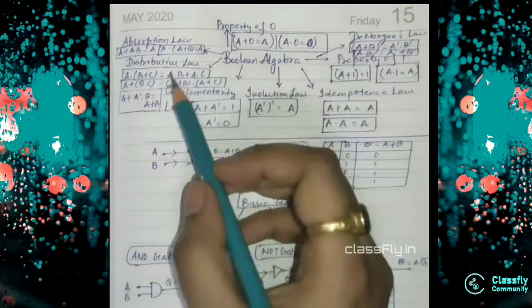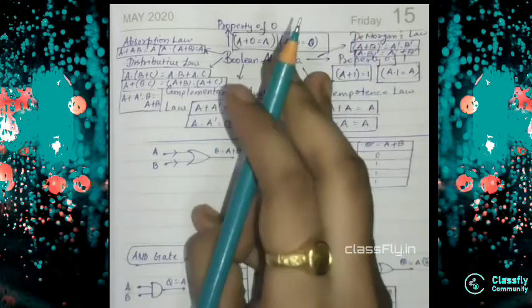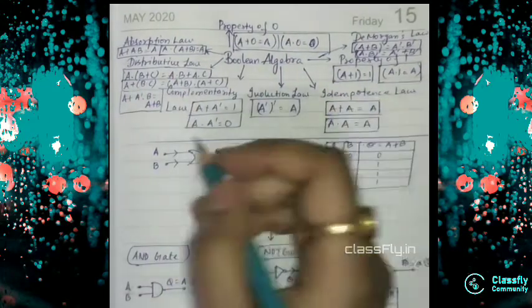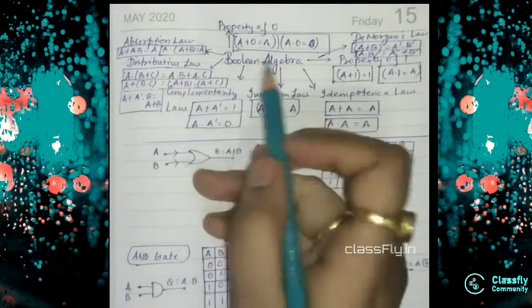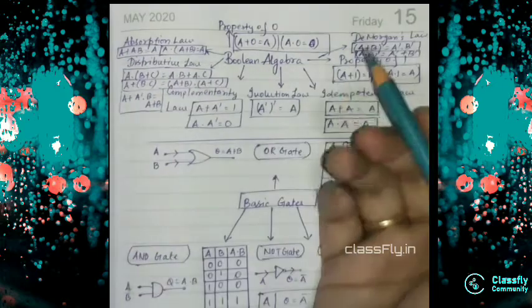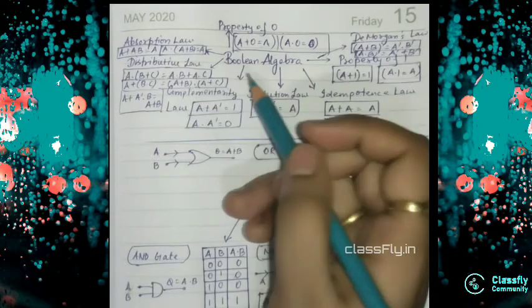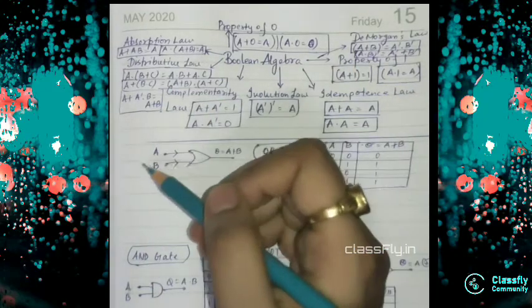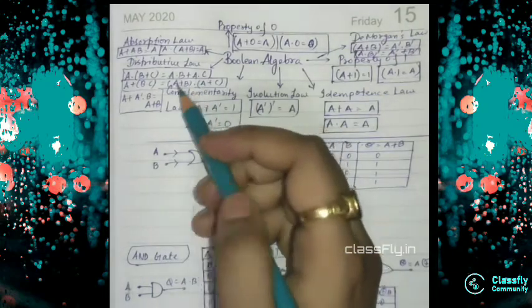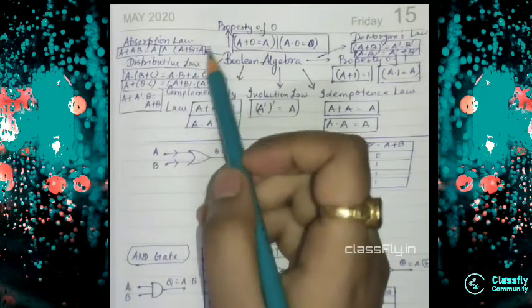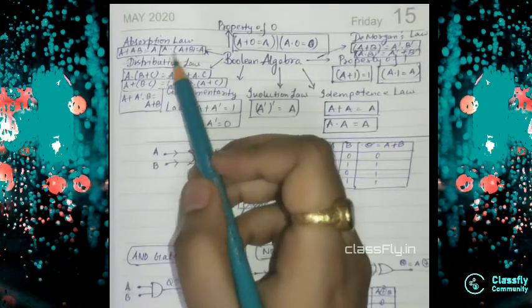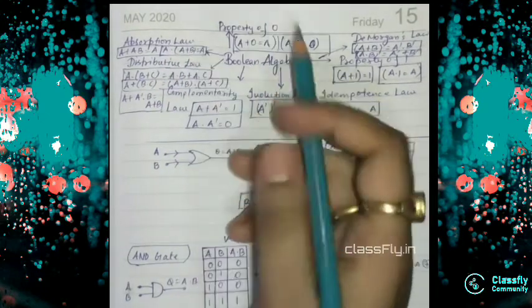Now there is the distributive law, which is divided into 3 parts. One is that A dot (B plus C) gives A dot B plus A dot C. A plus B dot C gives (A plus B) dot (A plus C), and A plus A complement B gives A plus B. Whereas the absorption law states that A plus AB gives A, and A dot (A plus B) gives A.